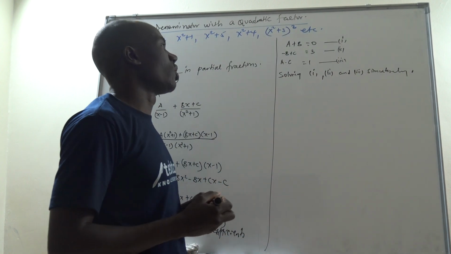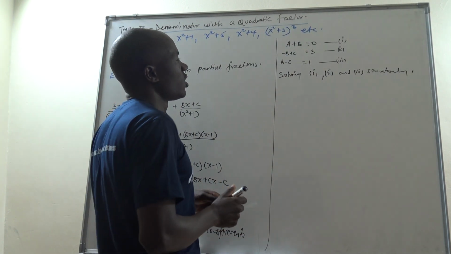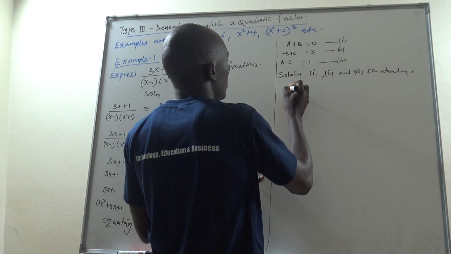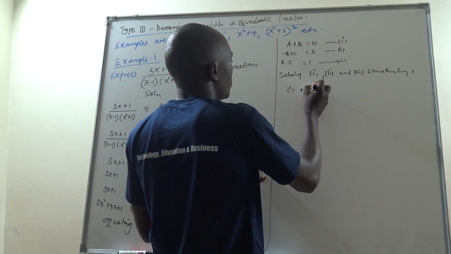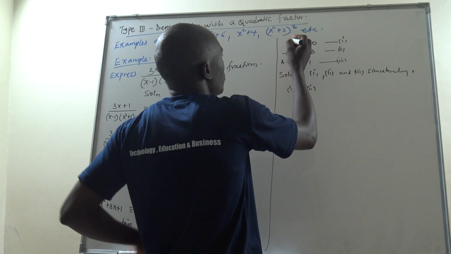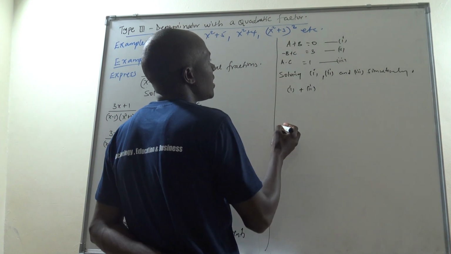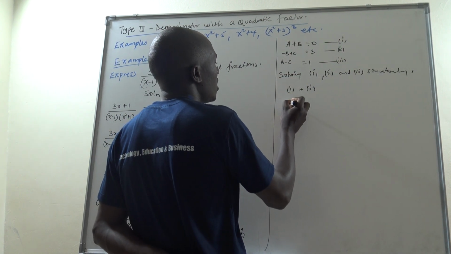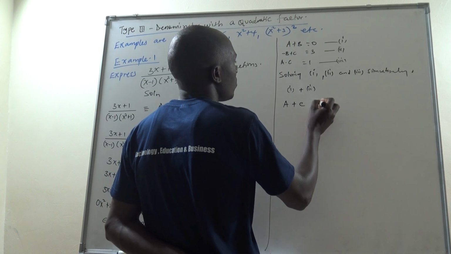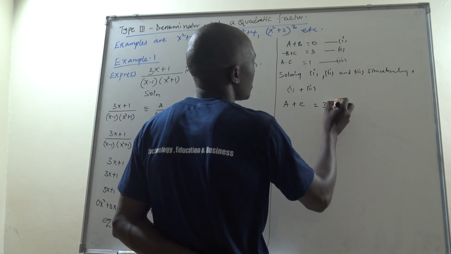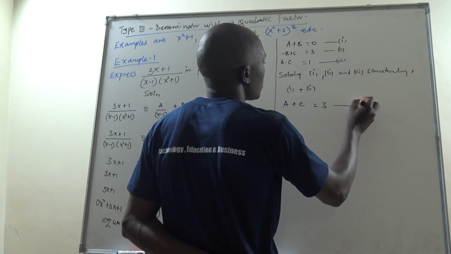So first look at those ones which are related. For instance, if I say equation 1 plus equation 2, if I add the two, b and negative b disappear. I'm going to remain with a plus c equals 0 plus 3, which gives 3. I call it equation star.